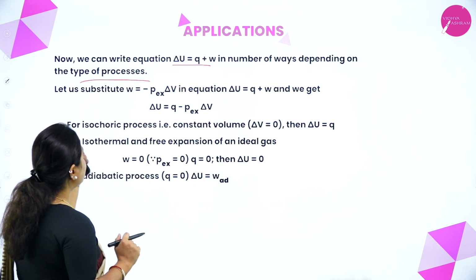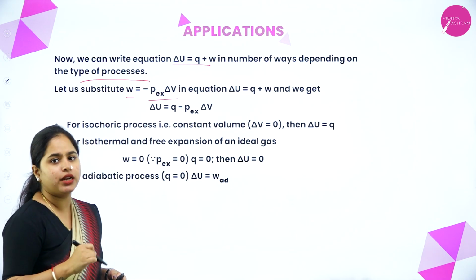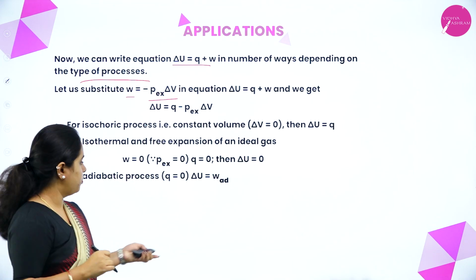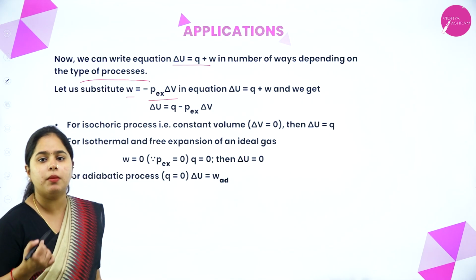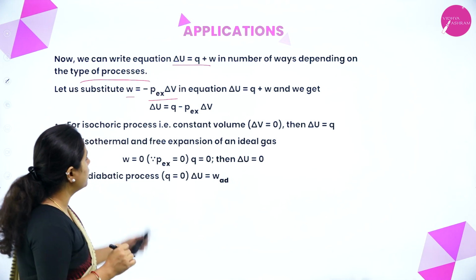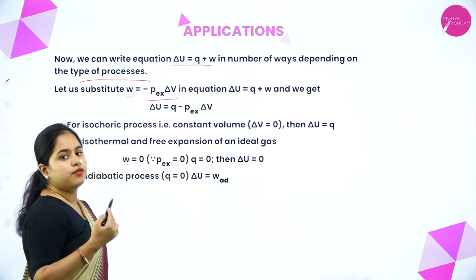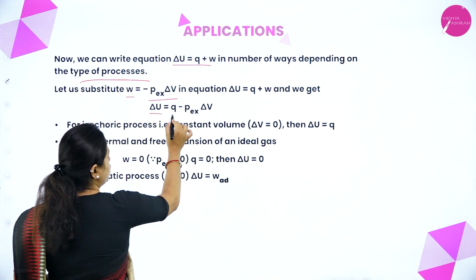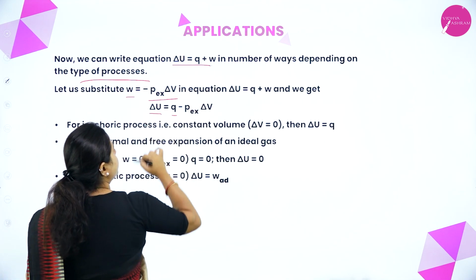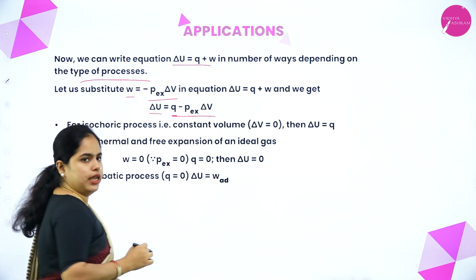So let us substitute W is equal to minus P external into delta V. That is the work done from this particular equation. We have obtained this, right? So the work done is equal to minus P external into delta V. Now this expression for W we are going to substitute in the first law of thermodynamics equation. So the equation becomes delta U is equal to Q, and in place of W you substitute minus P external into delta V. So you get this equation.